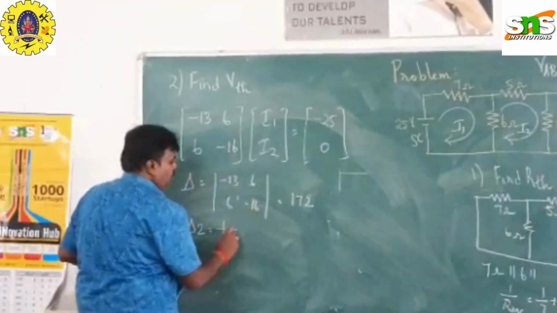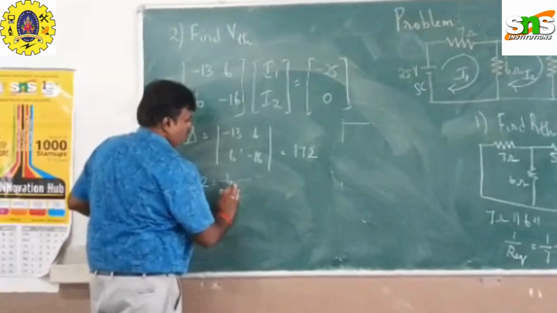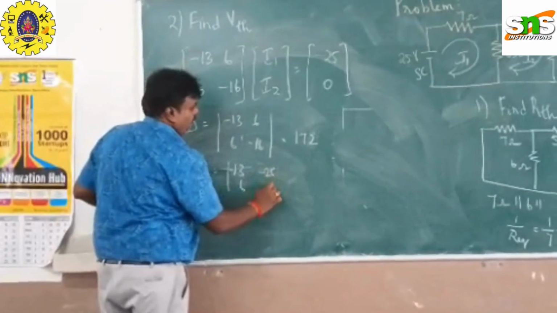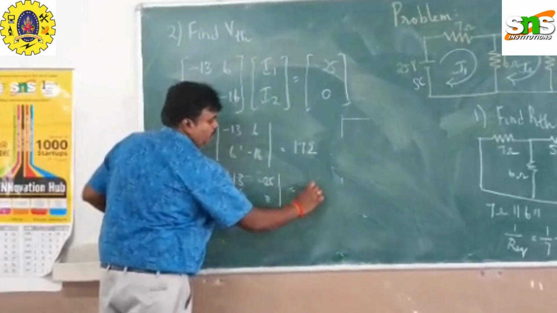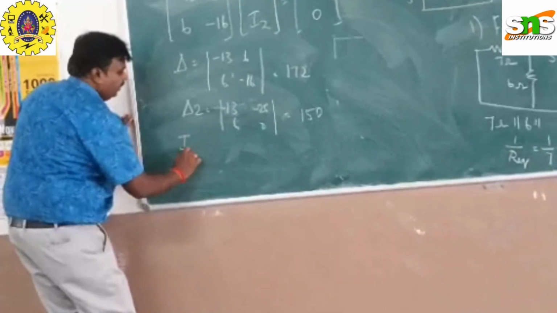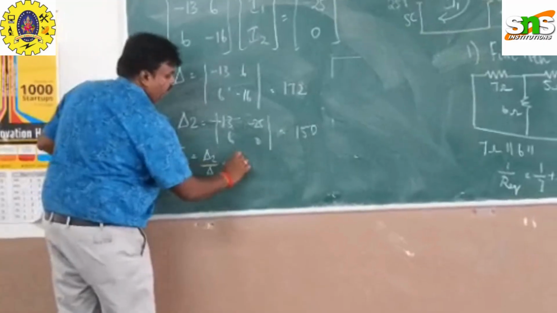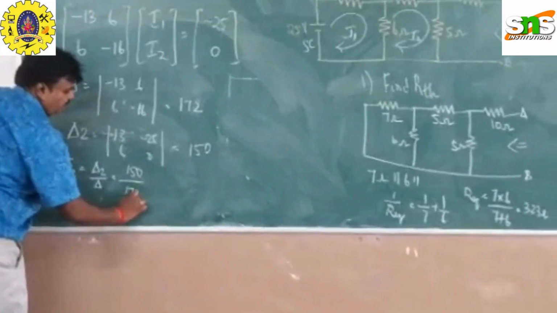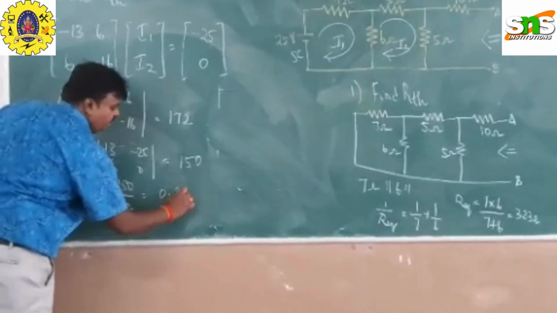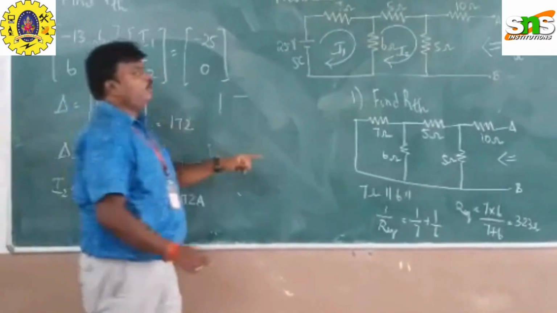So del 2, substitute this: minus 25, 0, 6, minus 13, 6, and minus 25 and 0. What's the answer? 150. So to find out I2, which is equal to del 2 by del, which is equal to 150 divided by 172. What is the answer? 0.872 amps. Now we have got the current passing through this 5 ohm resistor.